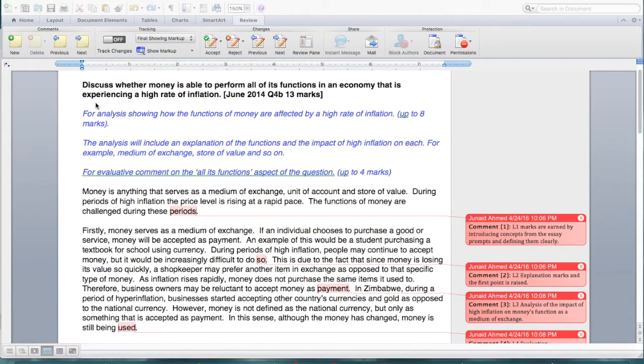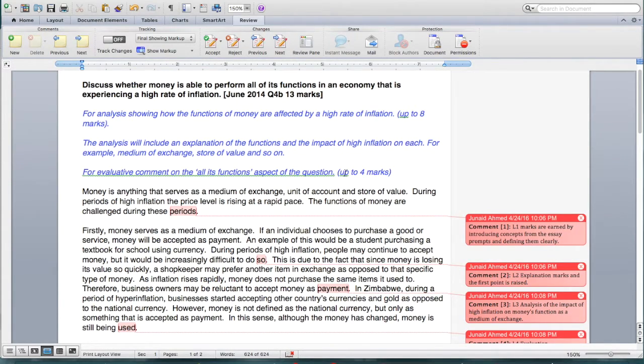The 12-mark questions require you to analyze, not evaluate. And this blue part is from the mark scheme. So let's see what they are looking for in this essay. For analysis showing how the functions of money are affected by a high rate of inflation, up to 8 marks. The analysis will include an explanation of the functions and the impact of high inflation on each. For example, medium of exchange, store of value, and so on. For evaluative comment on the all its functions aspect of the question, up to 4 marks.